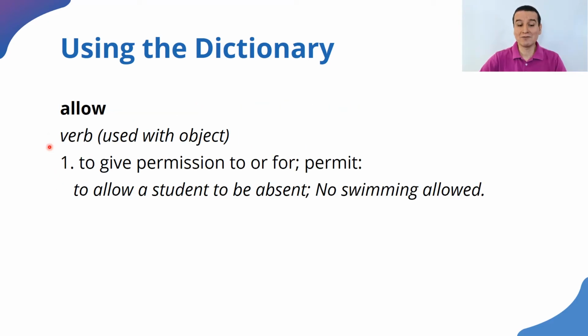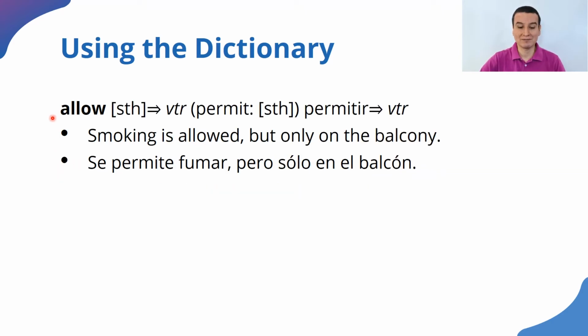Next, for allow, I found this definition as a verb. It was the first one that they had, to give permission, or to give permission to, or for, or permit, with an example. And in Spanish it means to permit, and it has this translation with those examples.